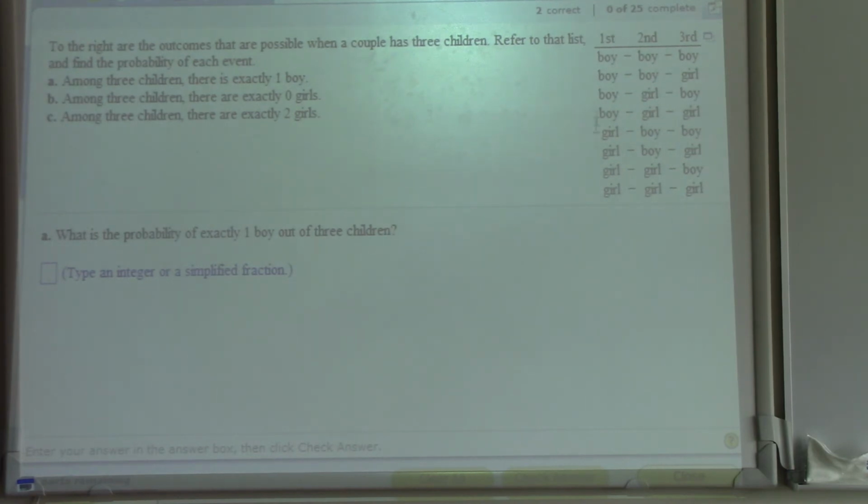Now, like I say, you might want to keep this because that's used in a lot of homework questions and a lot of test questions. It says, find among 3 children there is exactly 1 boy. So you go over here and you find exactly 1 boy. So, ding, ding, ding, here's 1 boy. Ding, there's 1. And then another combination. So what is the probability of exactly 1 boy? 3 out of what? 8.